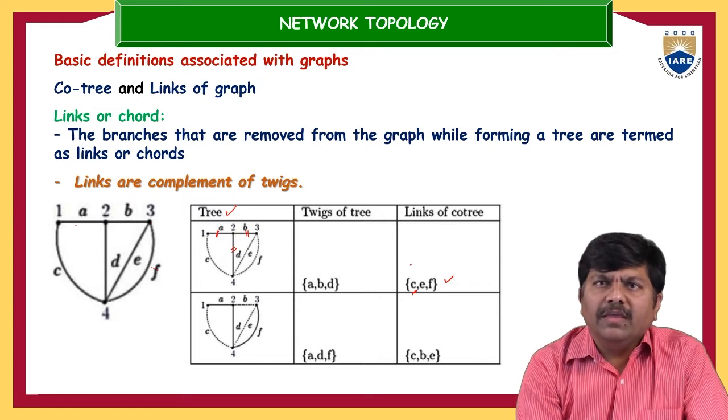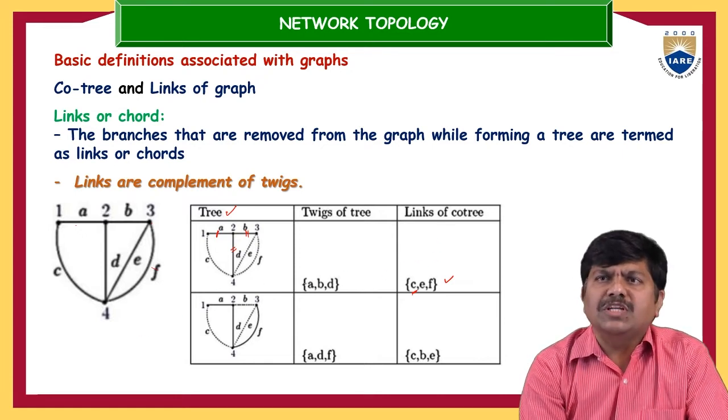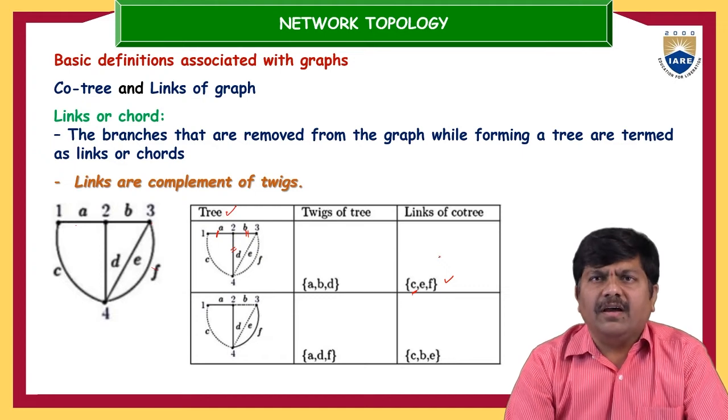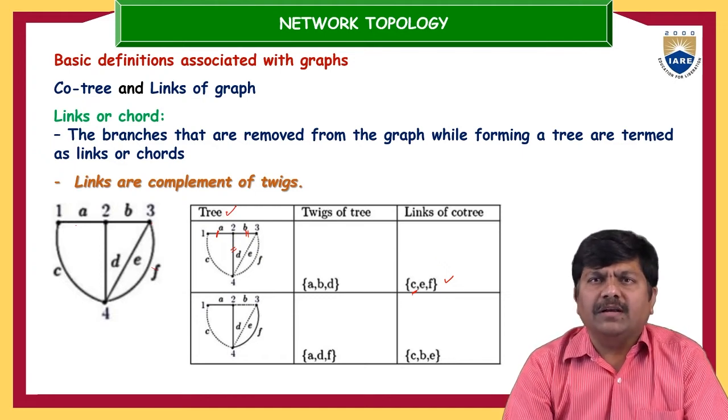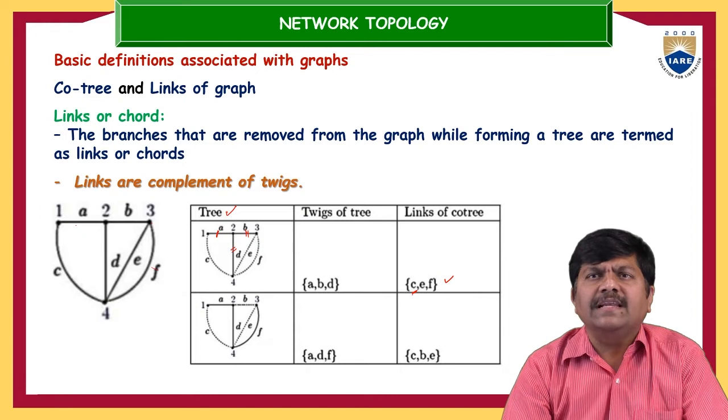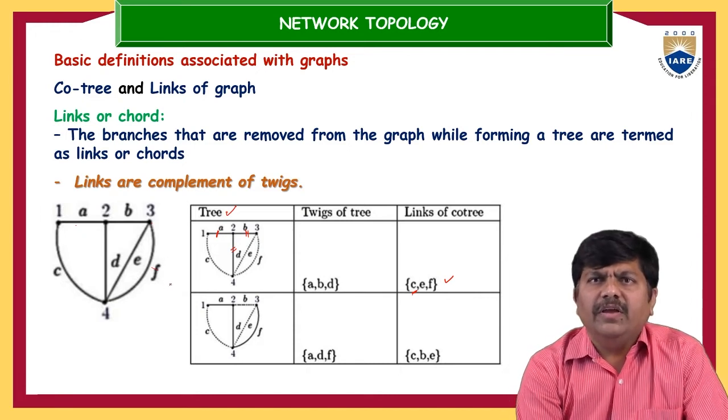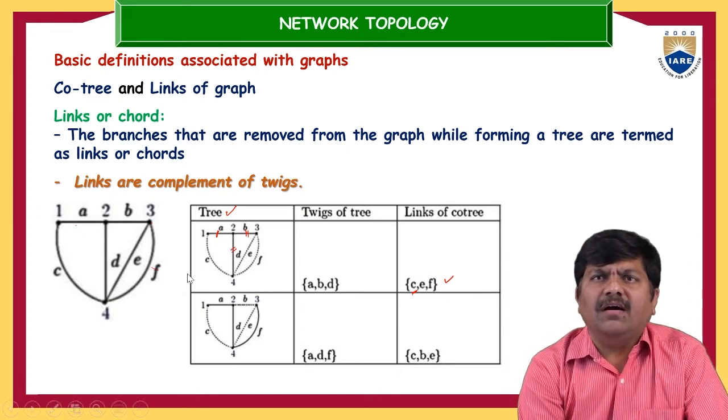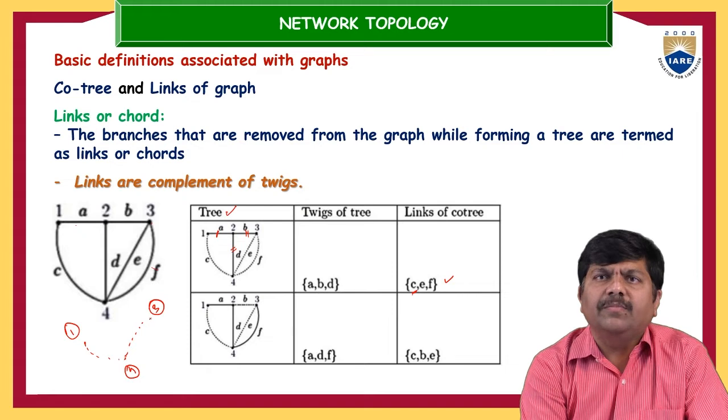If you are drawing these, generally the chords or links are normally represented with dotted lines. These are not continuous lines. So dotted lines are used to represent the links or chords. If that is also drawn clearly, this is the node number 4 and this is the node number 1, and this is one more element extended, 2, 3. This is the element E and this is the element C, and one more is the F.